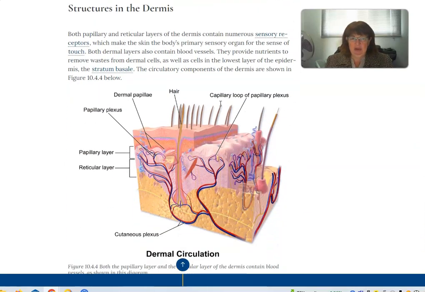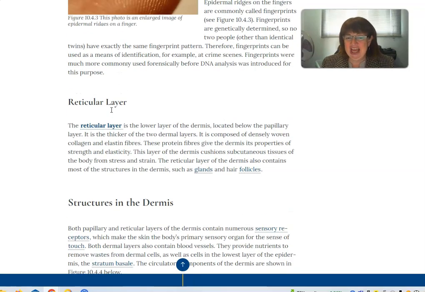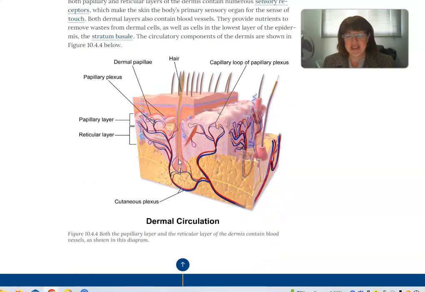Now the bottom is the reticular layer, and the reticular layer is thicker. It is woven collagen and elastic fibers, and it's collagen and elastin that give the skin its springiness. Collagen is there for strength, elastin is there for elasticity. Good. And this is where you find the hair and the glands. So here's our reticular layer.